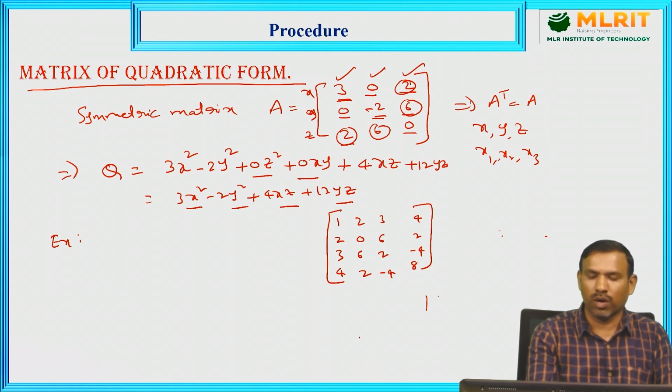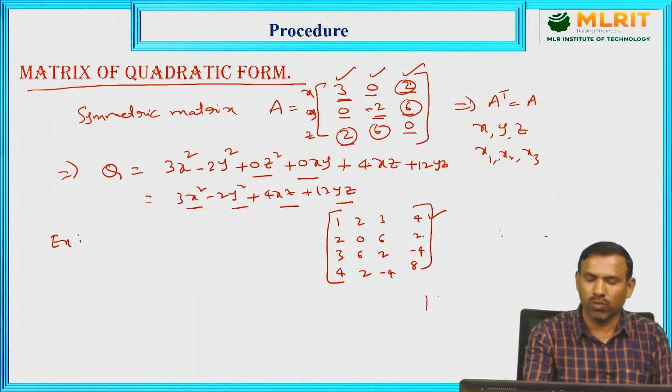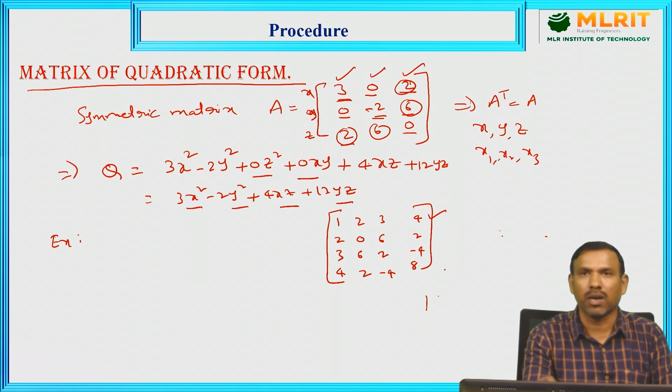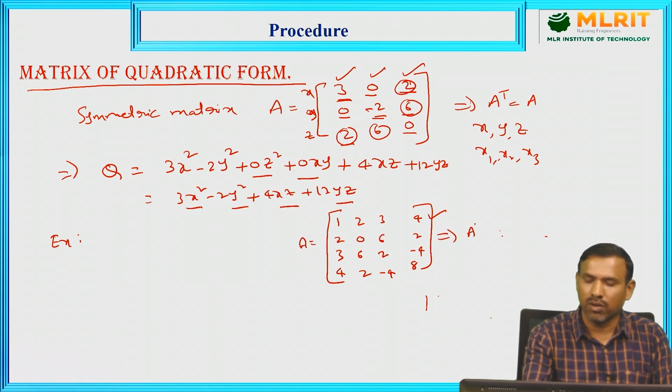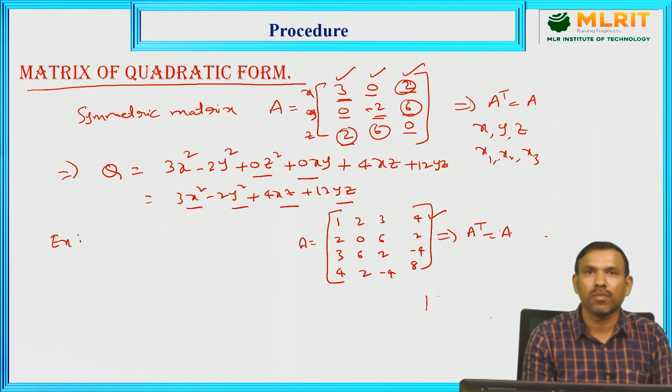So look at this one: 1, 2, 3, 4; 2, 0, 6, 2; 3, 6, 2, minus 4; 4, 2, minus 4, 8. Corresponding rows and columns are equal. First row, first column, second row, second column, is that equal. So clearly A transpose is equal to A, right. So then we can write it as a symmetric matrix for a corresponding quadratic form.